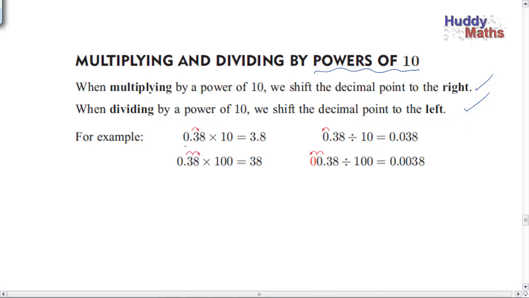These are just the rules, so we really want to work out why that's going on. So 0.38 times 10 becomes 3.8. Why? You're making the number 10 times as big. So the tenths become whole units. And the hundredths become tenths. That's the idea of shifting the decimal. Do you get it? If you're multiplying by 10, you're making one value, or both of them, 10 times as big. So the number 3 shifts off and you put the decimal point to the right.